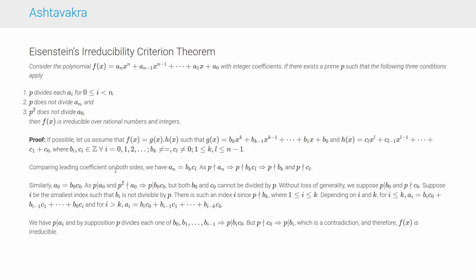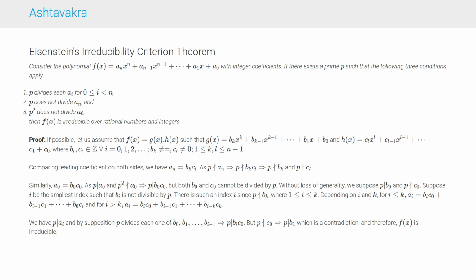Now comparing the leading coefficients on both sides, we have a_n is equal to b_k c_l, but we know that p does not divide a_n, so p cannot divide b_k c_l. That is, p does not divide b_k and p does not divide c_l. Similarly, a0 is b0 c0. Now as p divides a0, p square does not divide a0, so we find that p will divide b0 or c0. But both b0 and c0 cannot be divisible by p. Without loss of generality, we suppose that p divides b0 and p does not divide c0.